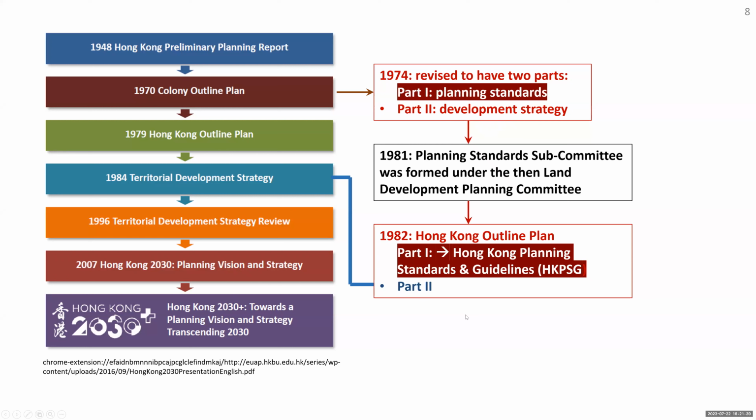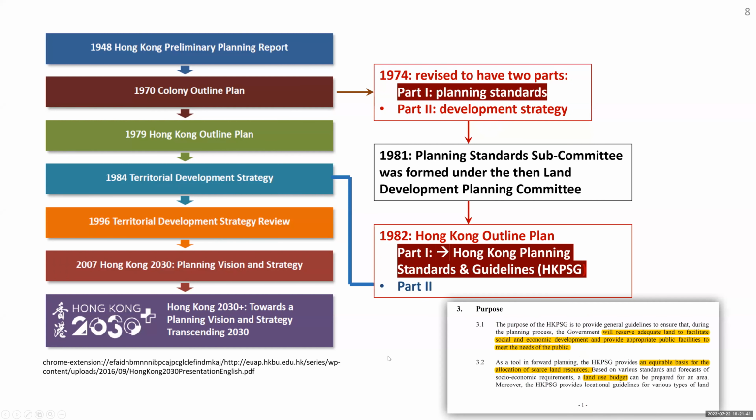Now, according to the planning standards and guidelines, understanding that the origin comes from this new towns development, and therefore you need planning standards and guidelines, it says it will reserve adequate land to facilitate social and economic development and to provide appropriate public facilities to meet the needs of the public. So it's basically trying to say that they would like to have an equitable basis for allocation of the scarce land resources.